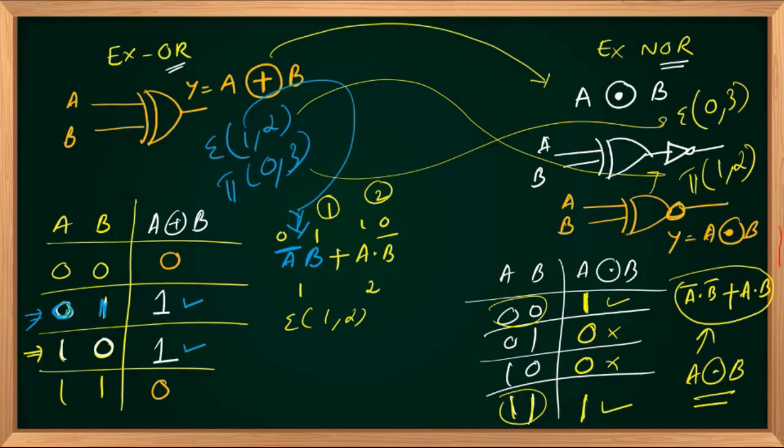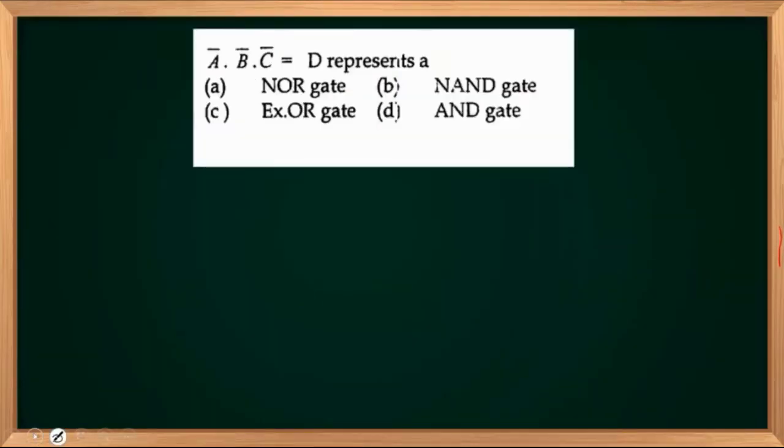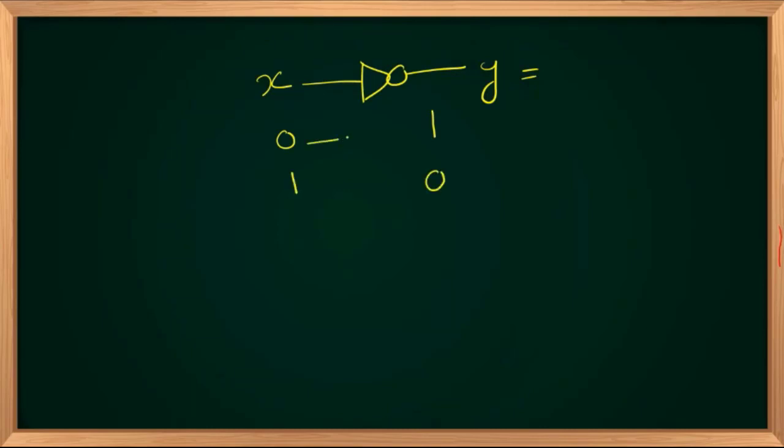And actually I forgot one more gate. That is my NOT gate. This is the symbol of the NOT gate. One input, one output. What is the property of a NOT gate? If input is 0, output will be 1. Input is 1, output will be 0. So the complement of input is nothing but the output. So Y equal to complement of input X. Y equal to X complement.